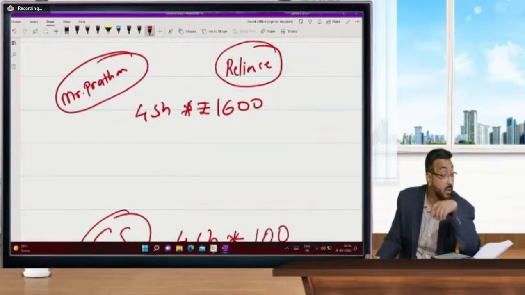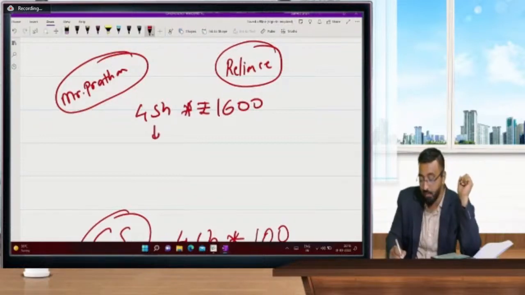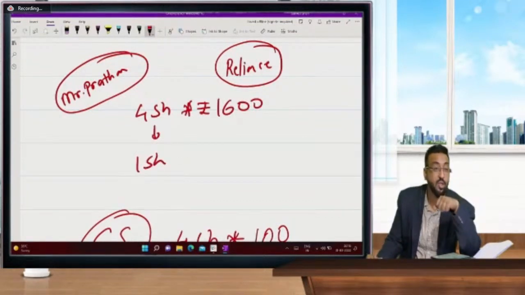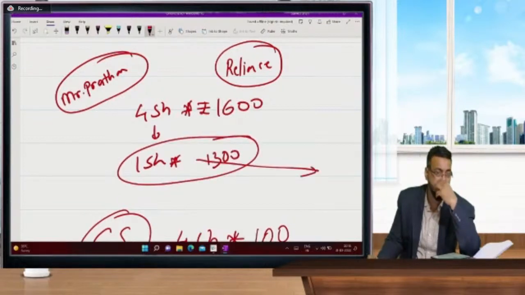And why did he buy it? What is the intention of Pratham? To get the rights shares. Beta, greedy is different, but your intention is that you want the rights shares. After buying, Reliance company issued 1 share for 4 shares. So 1 share might be at 1300 rupees, but Pratham is not interested in this. Pratham sold this right to his friend, another greedy person.